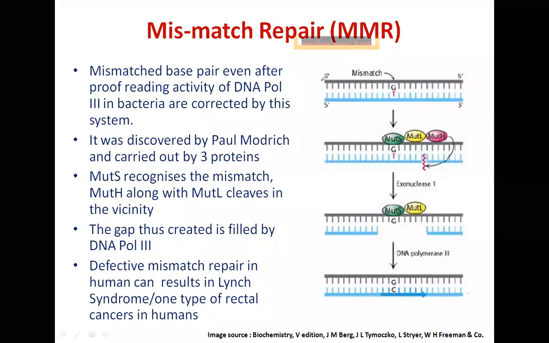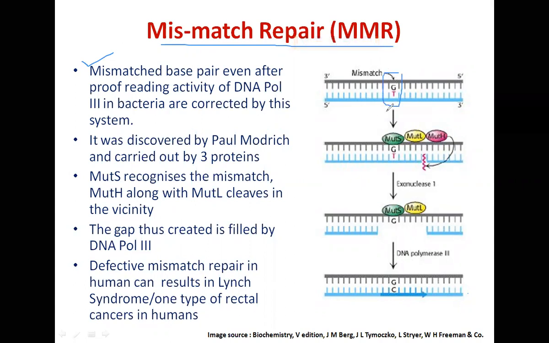In addition, as I said earlier, there is a mismatch repair mechanism also. It is called MMR. So we know that DNA pol 1 and DNA pol 3, both of them have proofreading activity. And the chances of a wrong nucleotide getting into the DNA during replication are very, very rare. Nonetheless, mistakes can still take place. So you may have a mismatched pair.